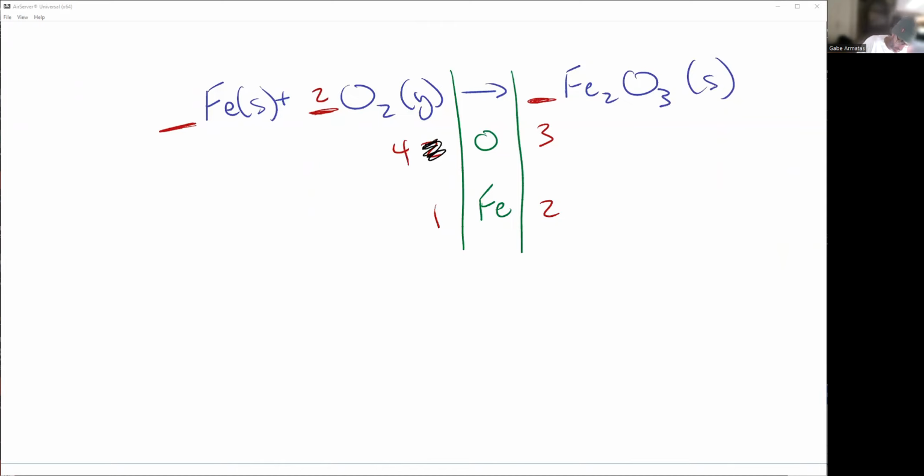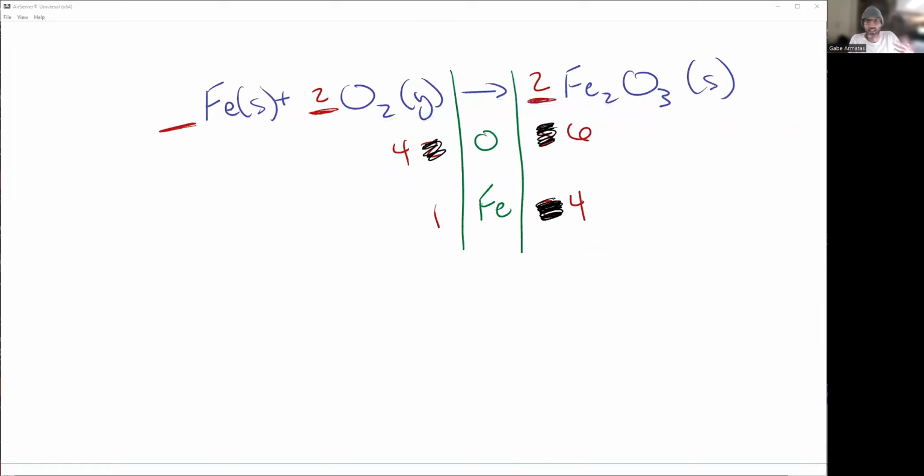Wow, okay, so now are we balanced? No, we're not balanced yet. So I need more oxygen on this side. Fine, let's put a 2 in front here. That's going to change both the iron and the oxygen. So I now have 6 oxygen and I have 4 iron. Okay, let's check. Are we balanced?